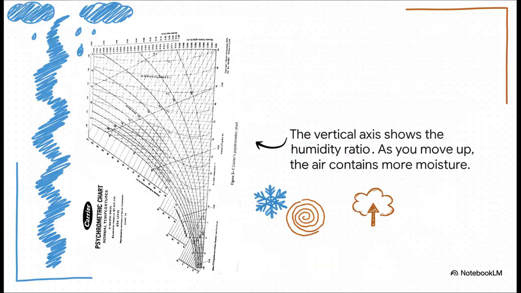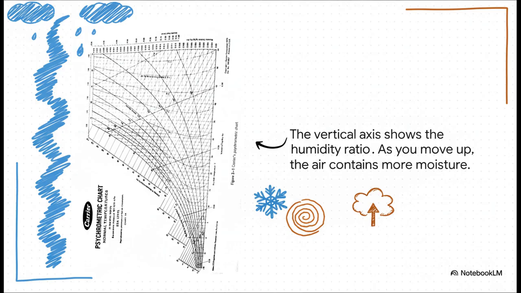Easy enough? Now look over to the vertical axis on the right side. That's our humidity ratio, the actual amount of water in the air. So as you go up the chart, the air has more and more moisture in it. So moving right means hotter, and moving up means more humid.